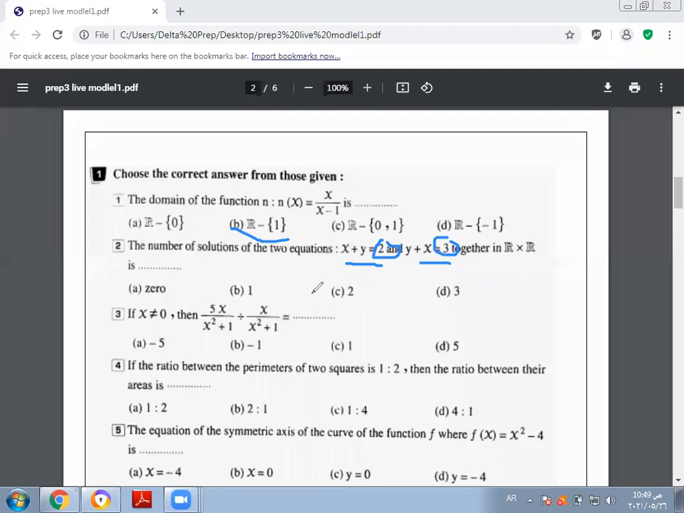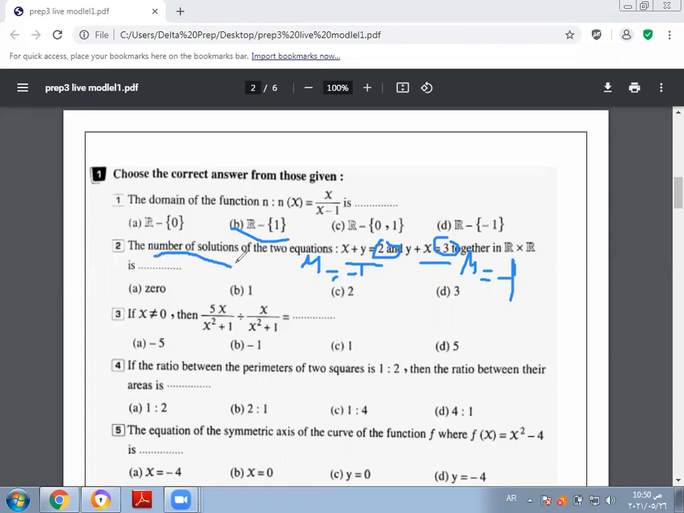2 not equal 3. So the slope here equals negative 1. The slope here equals negative 1, and the slope here equals negative 1 here. The two straight lines are not the same, so then the two straight lines are parallel. If they are parallel, so the solution set is empty.